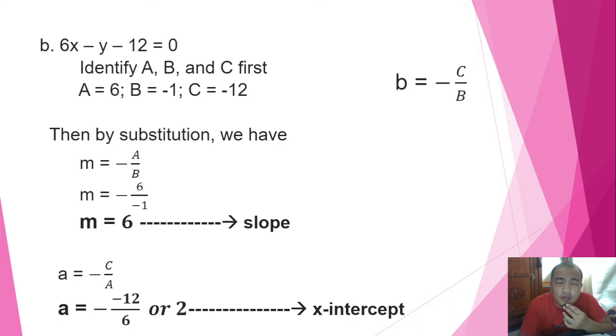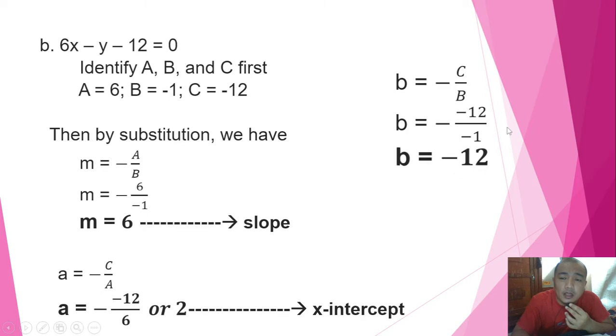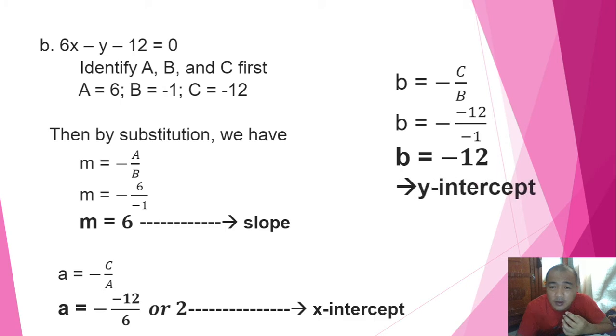Negative c over b is the formula. Negative 12 over negative 1. Okay, triple negative. So that's negative 12. Yes, for the y-intercept. Y-intercept is negative 12, x-intercept is 2, slope is 6.